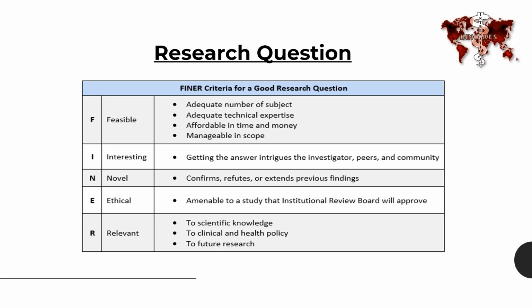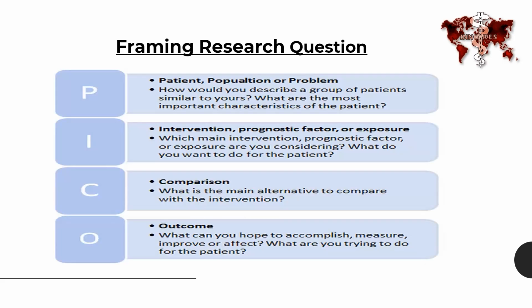R: Relevant. Relevant to scientific knowledge, to clinical and health policy, to future research. We frame the research question according to the PICO format, where P represents patient, population, or problem. How would you describe a group of patients similar to yours? What are the most important characteristics of the patient? For example, a research question on people who suffer from osteoarthritis.